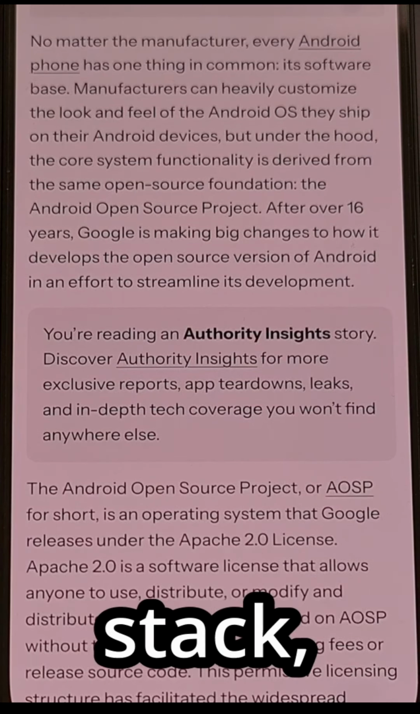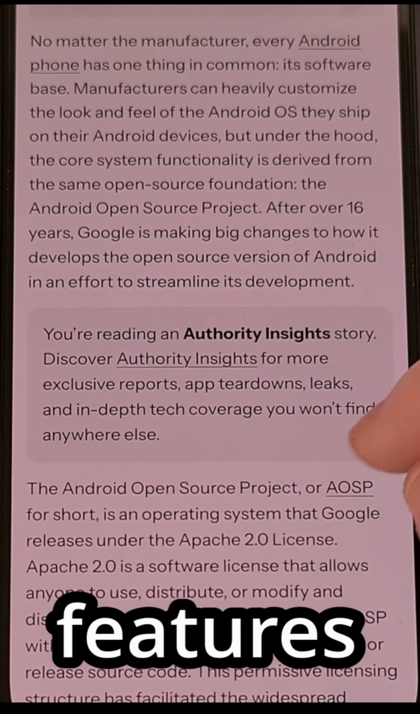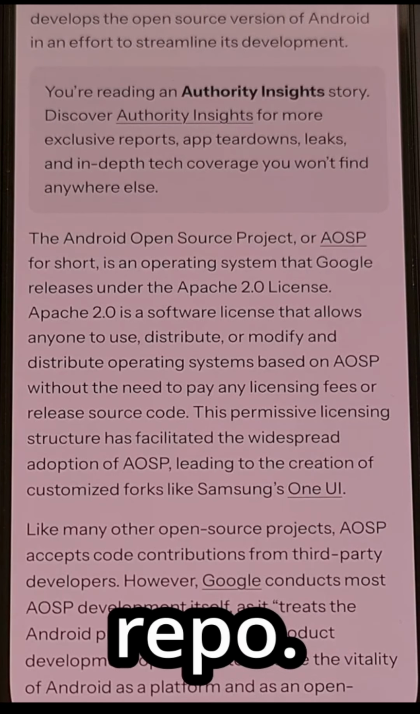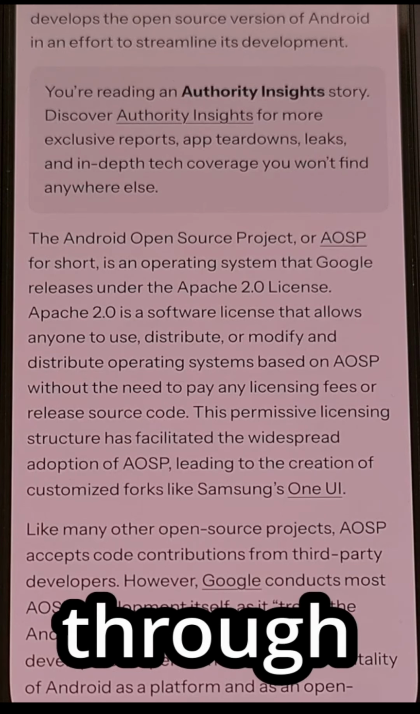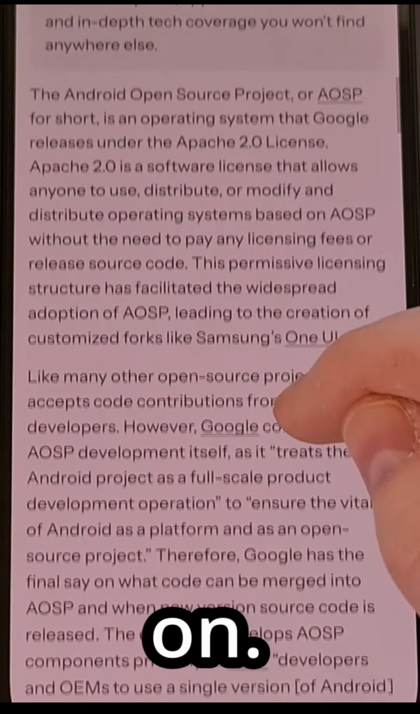For years, Google has kept certain parts of the Android operating system visible to the public. Components like the Bluetooth stack, virtualization framework, and other basic features have been developed through the public Gerrit repo. So anyone and everyone had the ability to browse through those commits and see what is currently being worked on.